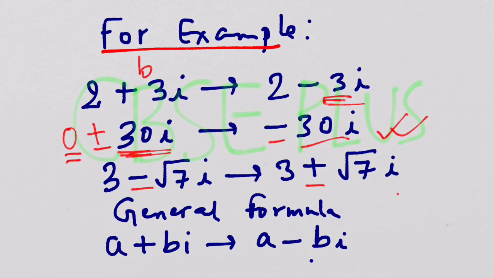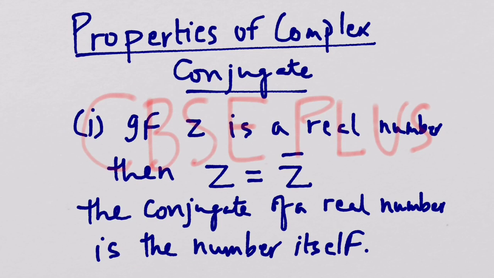So the general formula to find the conjugate is, if a plus b iota is the complex number, we just change the sign of b. A minus b iota would be the conjugate. Now, properties of complex conjugate. Let's see what the properties are.